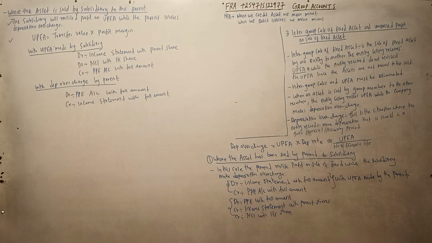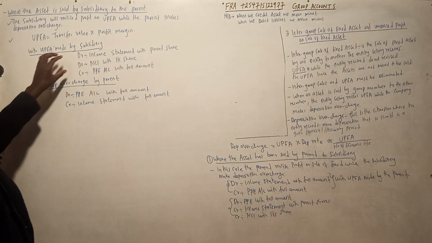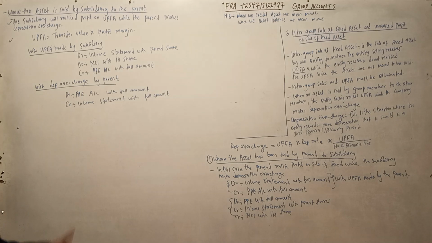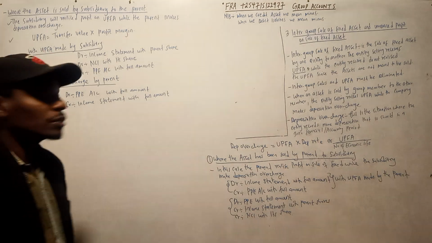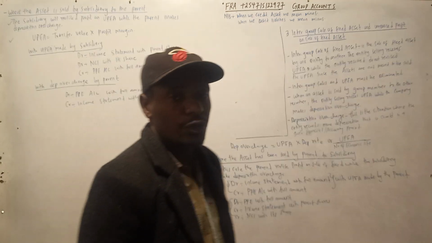So when we talk about the unrealized profit on fixed assets, this is how you are supposed to get it. This is the formula. Don't worry about this entry so much. We shall do them in a question so that you understand.